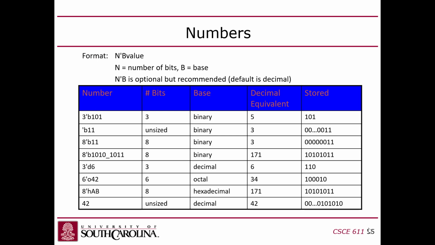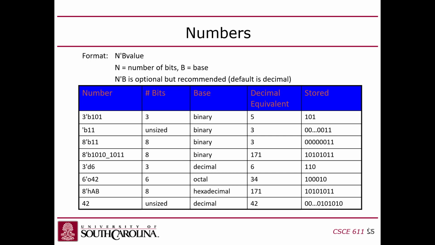So if you have a number, the way you represent it, and this is something that's easy to get into a bad habit, you're supposed to put the number of bits, whenever you have a scalar constant, then an apostrophe, then a letter that defines what base you're in, which is binary, decimal, or hexadecimal, and then the number.